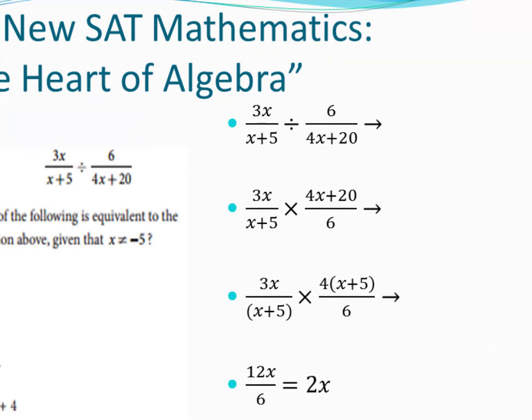Let's look at this problem. What happens if x is equal to negative 5? If x is equal to negative 5, negative 5 plus 5, and that first denominator is zero. I'm not allowed to divide by zero. That's undefined, right? So I have to watch out for those kinds of things, and the SAT will hold me responsible for knowing that I can't divide by zero. But here they're asking us to divide. Which of the following is equivalent to the expression above given that x is not equal to negative 5?